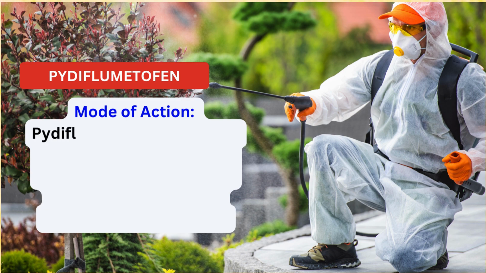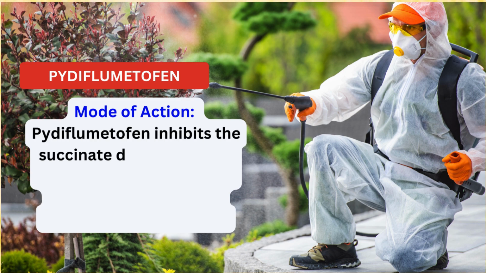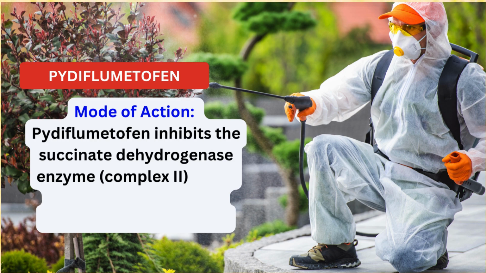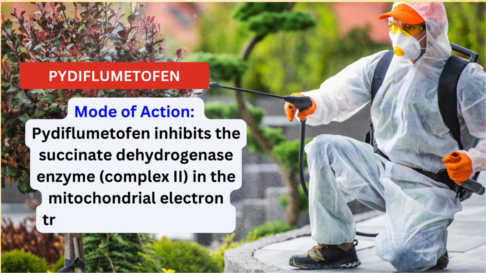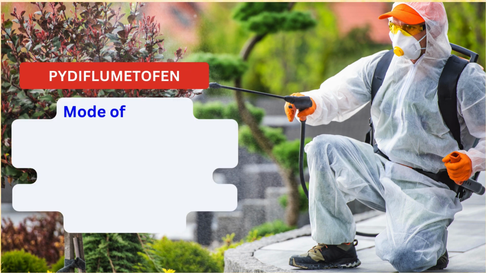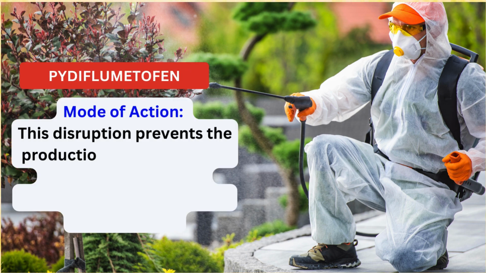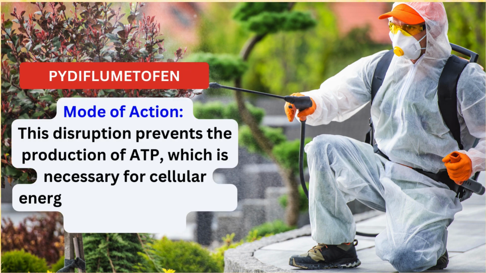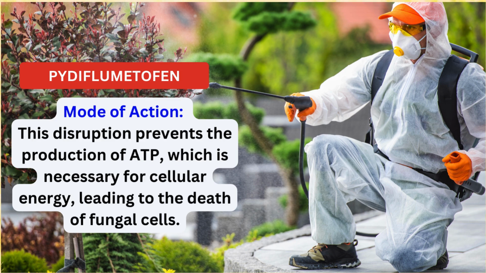Mode of action: Pydiflumetofen inhibits the succinate dehydrogenase enzyme, complex 2, in the mitochondrial electron transport chain of fungi. This disruption prevents the production of ATP, which is necessary for cellular energy, leading to the death of fungal cells.